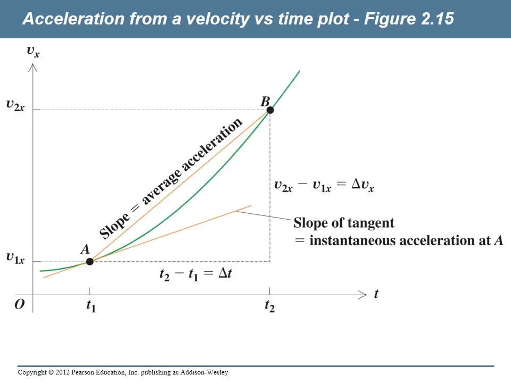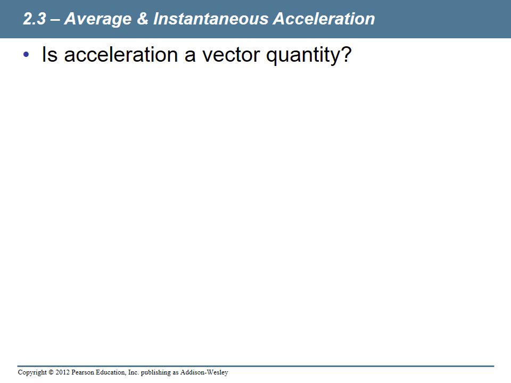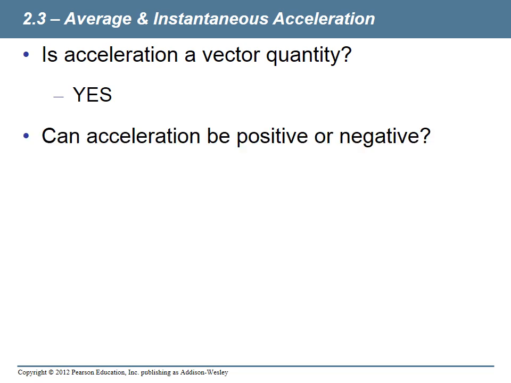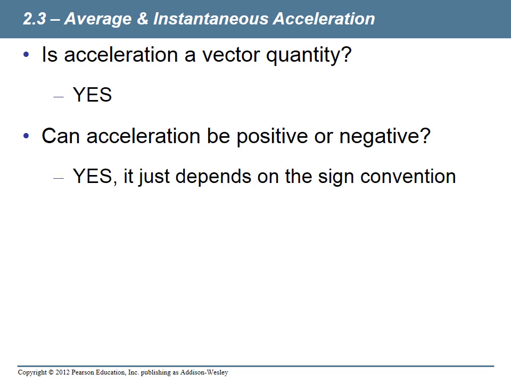Slide right here, does it have a direction? Can it be positive or negative? Does it have a direction that goes with the acceleration? If it's talking about a change in velocity with time, and if velocity has a direction as well as a magnitude, then acceleration must also. So acceleration is a vector quantity. Can acceleration be positive or negative? Of course, it just depends on the sign convention.